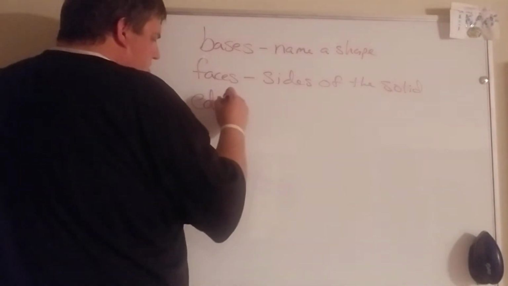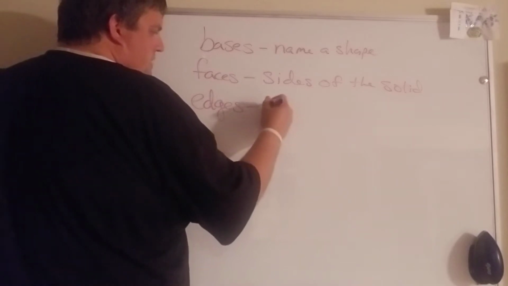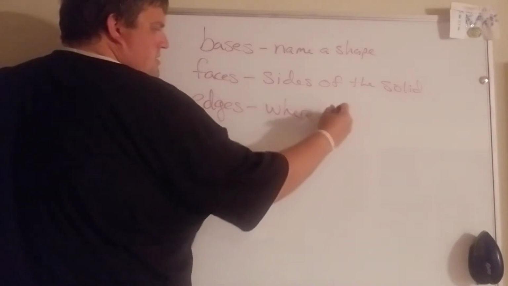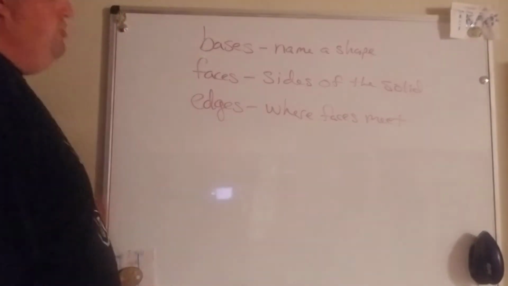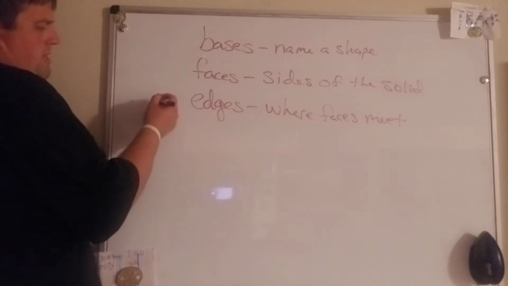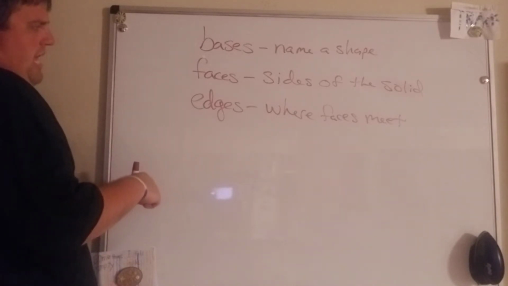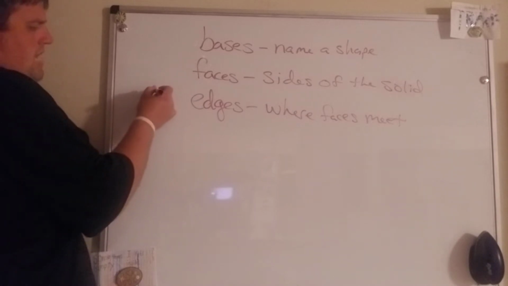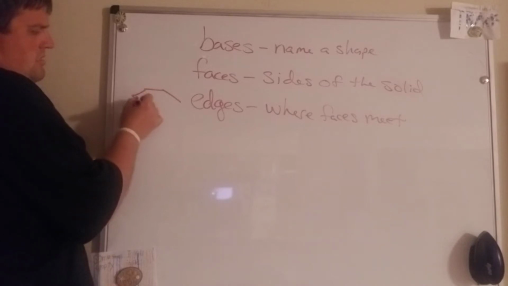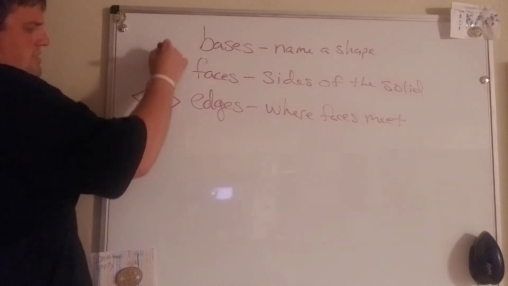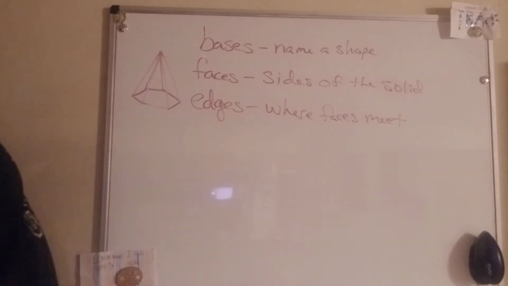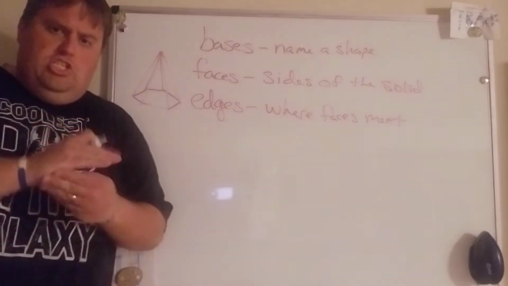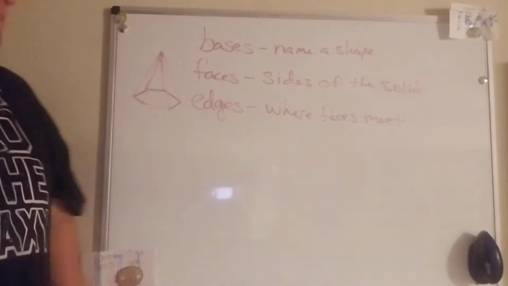Edges are where faces meet. They're the lines that you would draw when you draw a shape. So if I wanted to draw a hexagonal pyramid, like this, every single line I draw is actually an edge. They're all going to be where two faces are going to meet together.